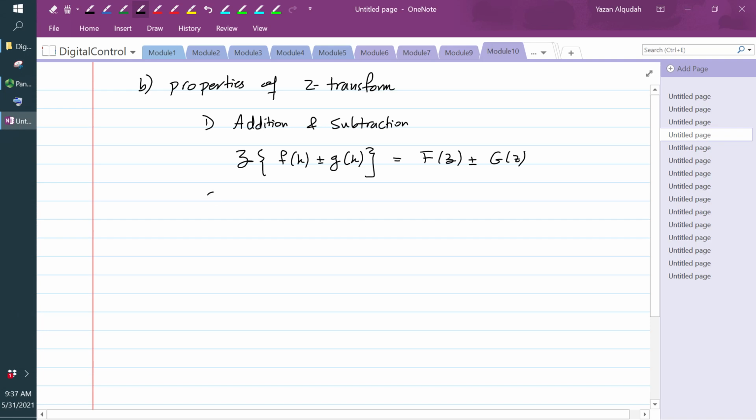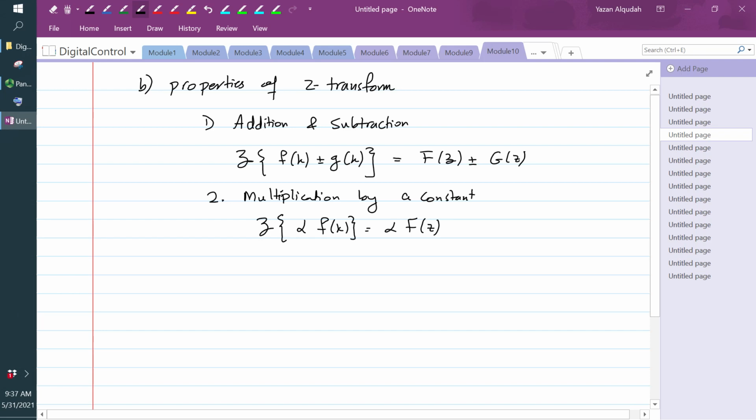The second property is multiplication by a constant. If I take the Z transform of alpha multiplied by f of k, this is going to equal alpha multiplied by f of z.